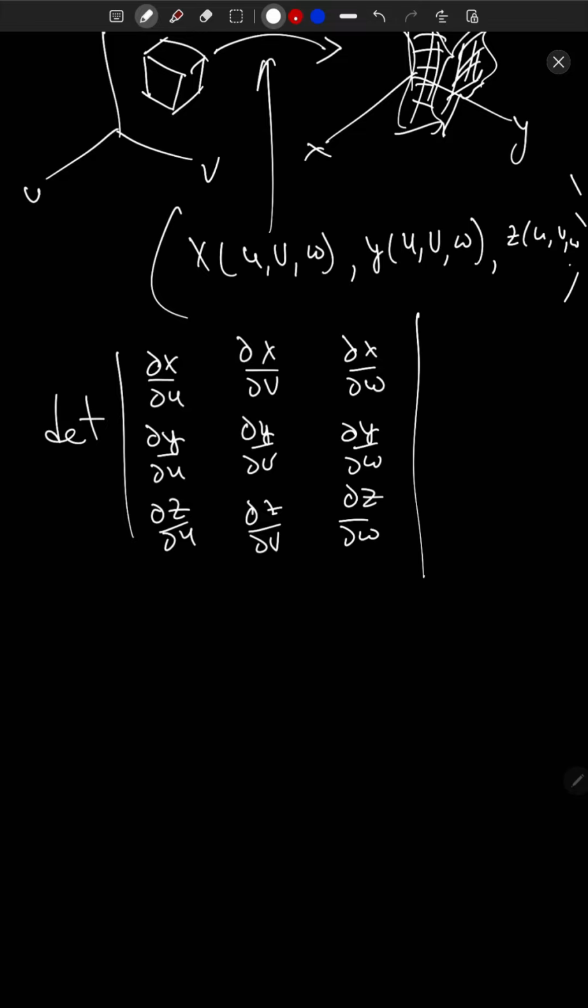So one way to remember this is you're going all u's here, and you're differentiating x, y, z. All v's here, differentiating x, y, z. All w's here, differentiating x, y, z.